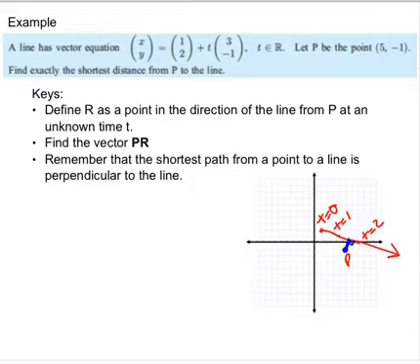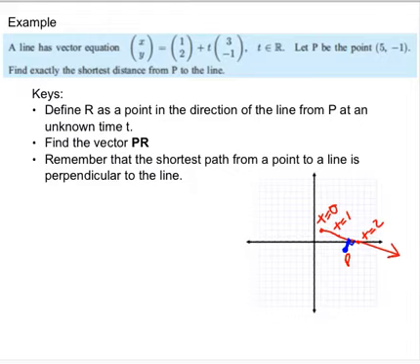So now that we have in our head what our solution should be, let's look at the 3 key parts to this, okay? What are the 3 key parts for this? First of all, we need to define the point R, okay?